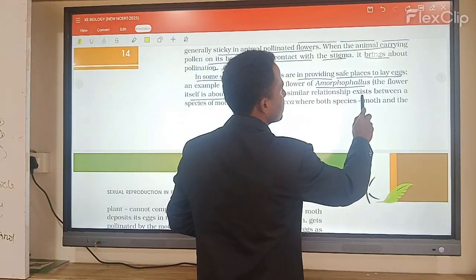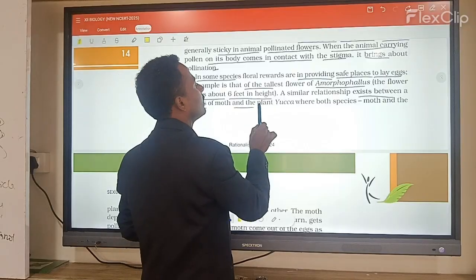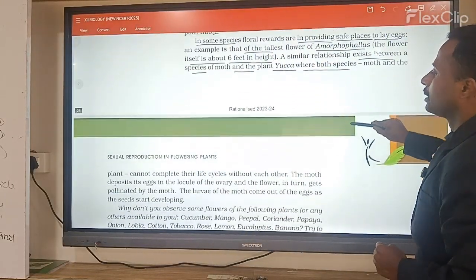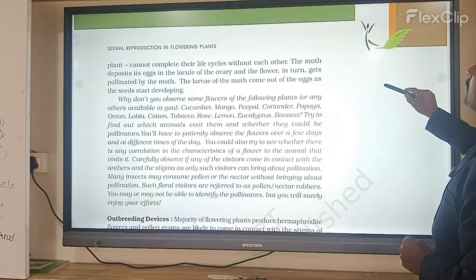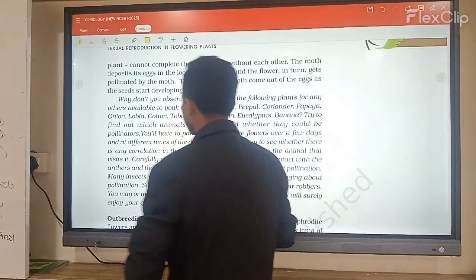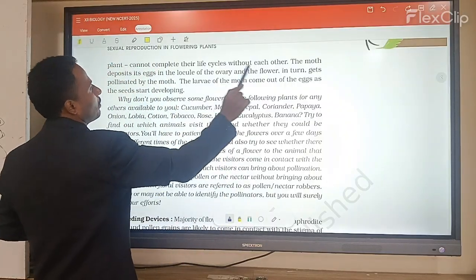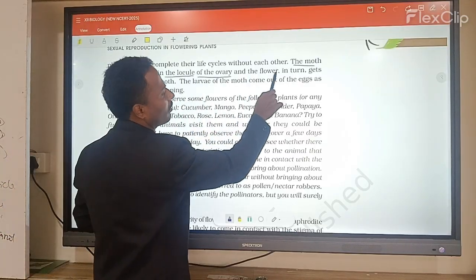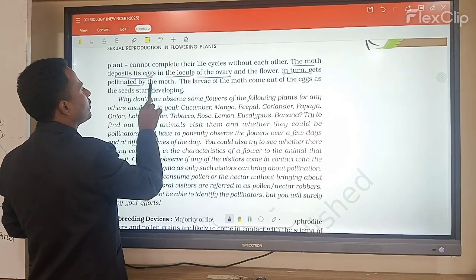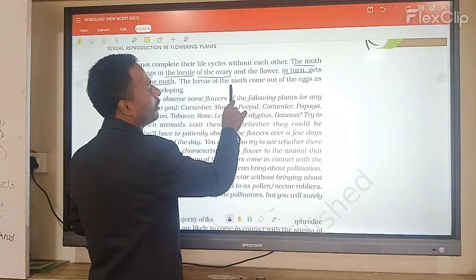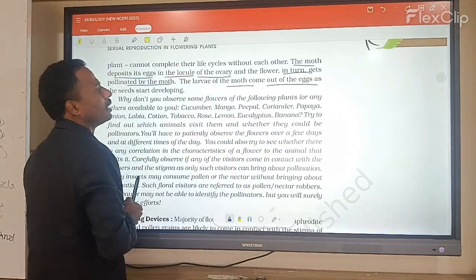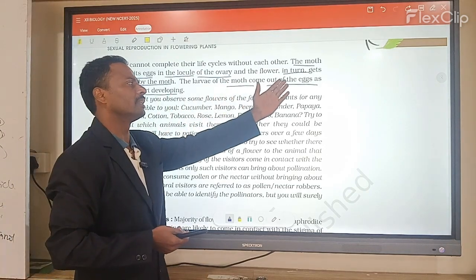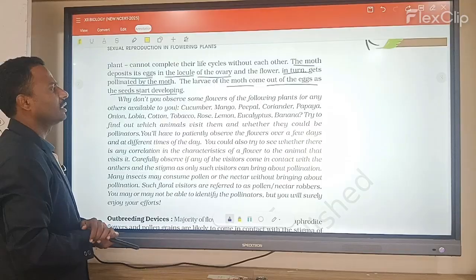Next, a similar relationship exists between a species of moth and the plant Yucca, where both species, the moth and the plant, cannot complete their life cycle without each other. So they compulsorily require each other to complete their life cycle. The moth deposits its eggs in the locule of the ovary of the flower. In turn, the flower gets pollinated by the moth. After that, the larvae of the moth come out of the eggs, and the seeds start developing.